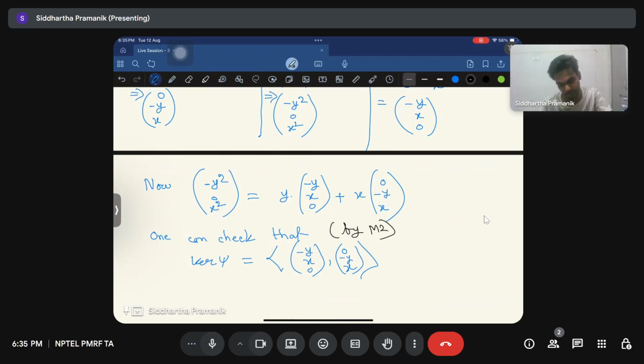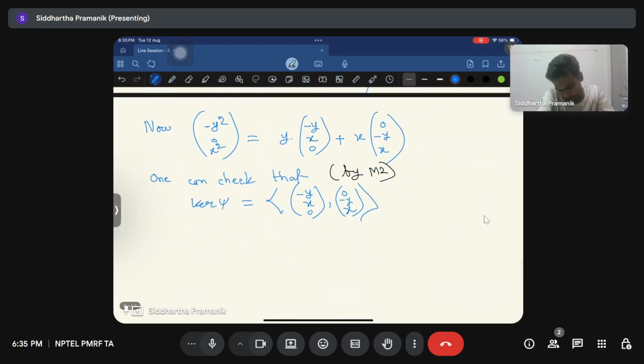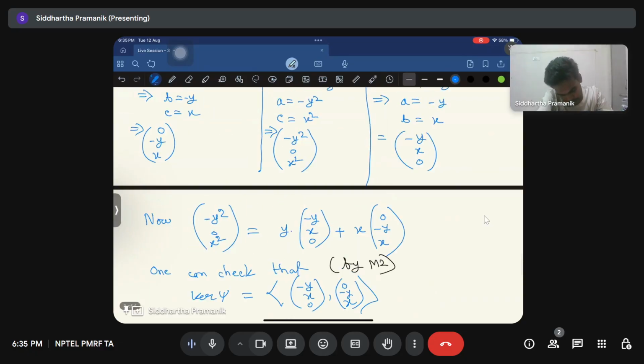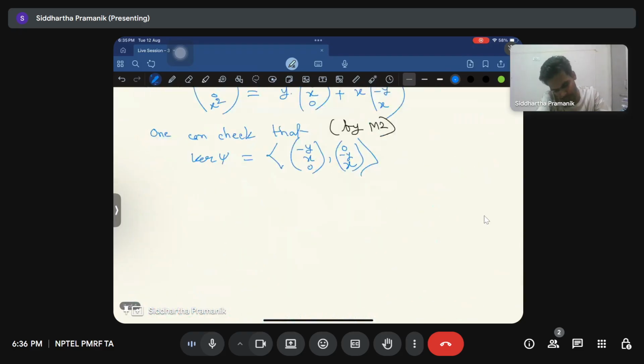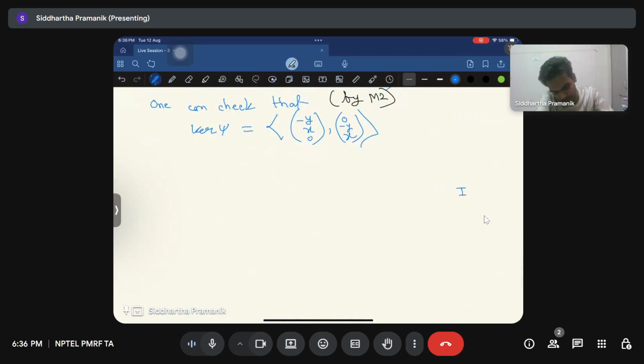It is not very difficult. So one can check this. The kernel is generated by these two elements. Now let's come back to the presentation. So we have taken I, we have taken R3 and mapped it to I, and we have got a kernel which is generated by two elements.